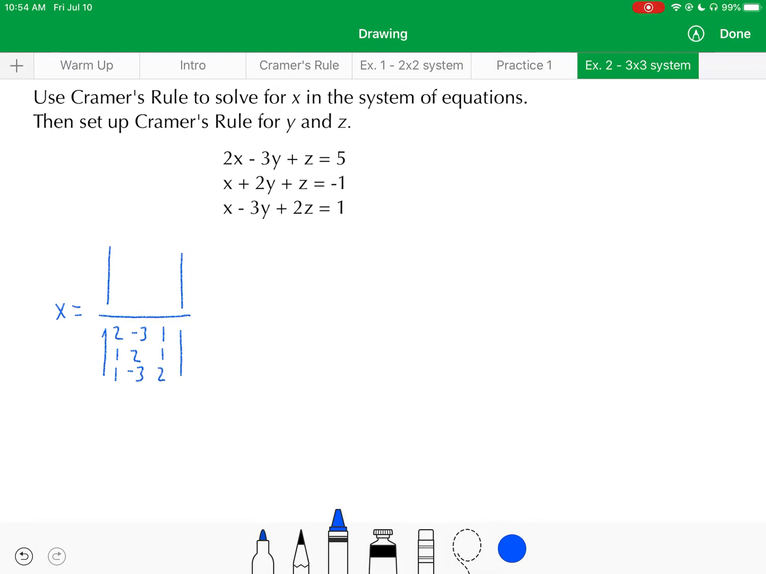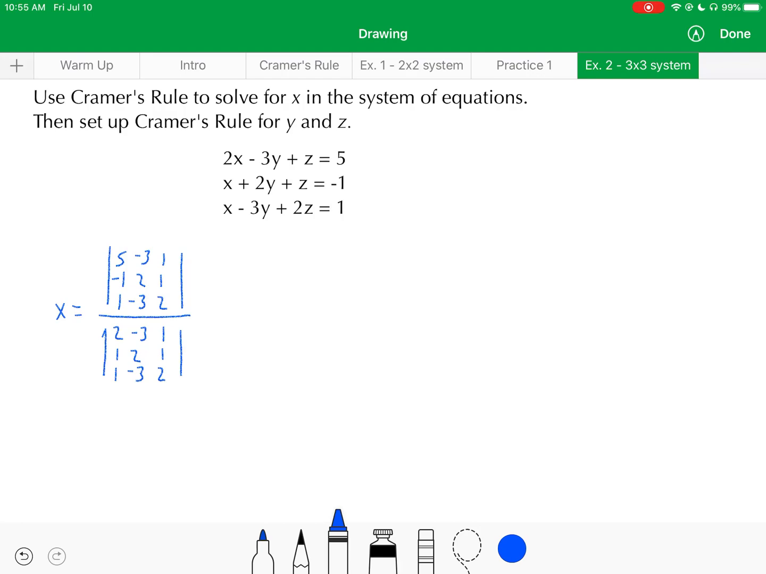Okay. And then in the numerator, my first column represents all of the coefficients from x being replaced with the constants. So 5, -1, and 1 make up that first column. But then the second and the third column, I keep those as the coefficients of y and of z. So -3, 2, -3, 1, 1, 2. Okay. And now I have two third order determinants that I have to evaluate.